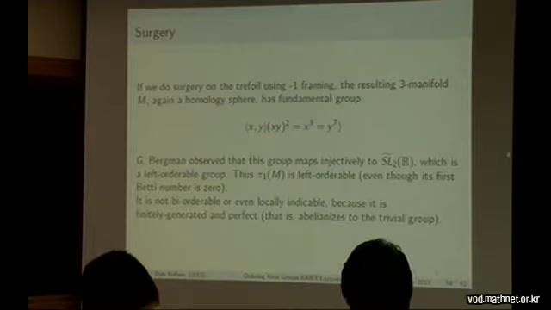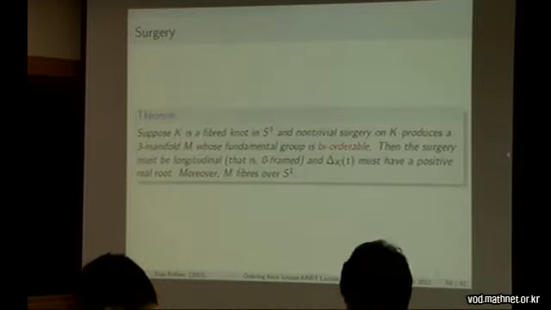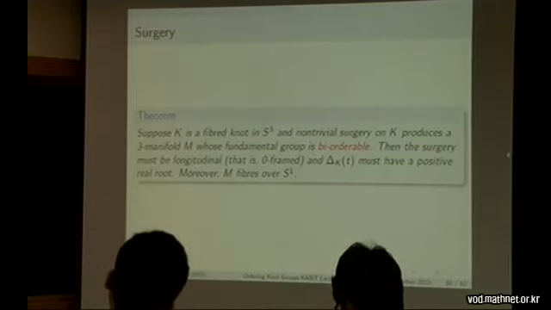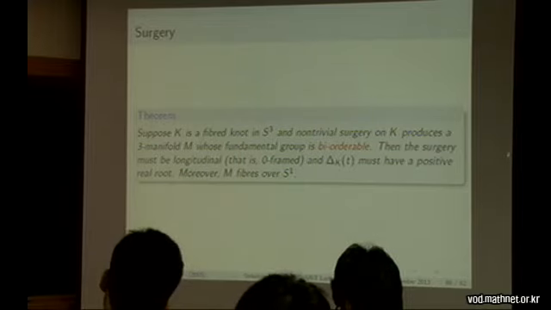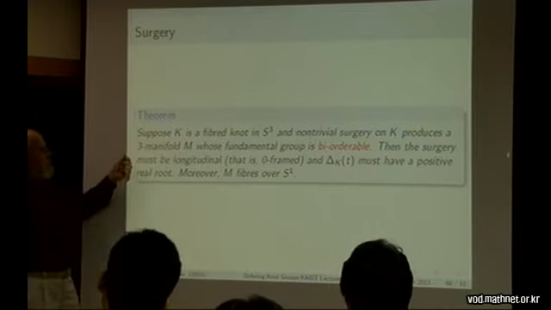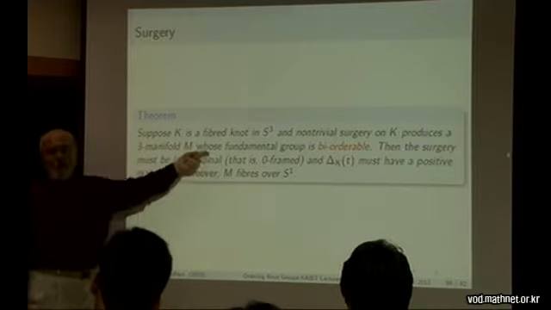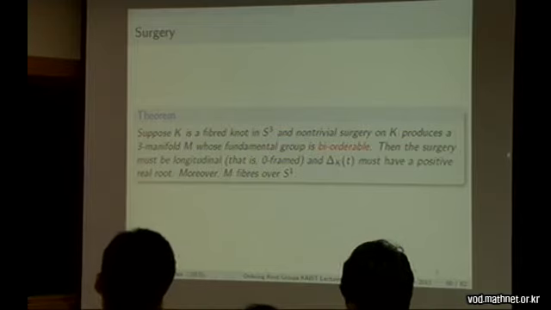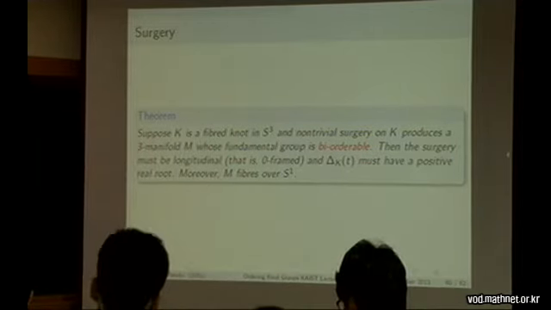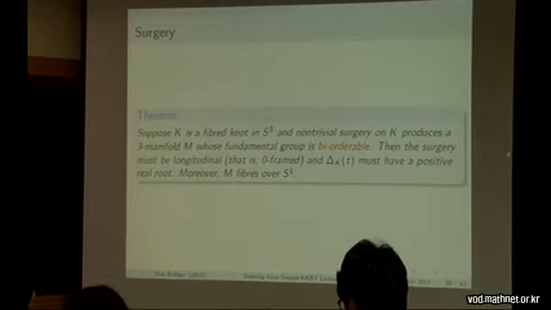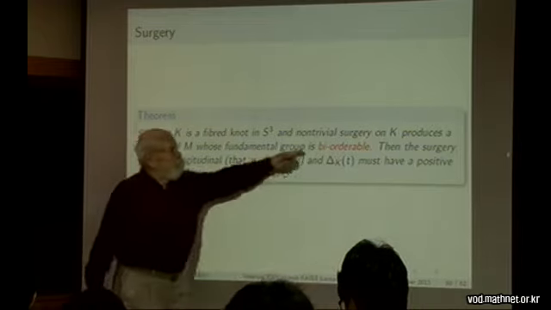Now, let's look at some applications of biorderability to surgery. This is a theorem of Adam Clay and myself. It sort of follows from our conclusion for fibred knots that if they're biordered, then they have positive real roots. So if you have a fibred knot and you get a biorderable fundamental group by non-trivial surgery on the knot, then... If you do a trivial surgery, you just sew the torus back to where it was and you get S3, which has trivial fundamental group, which some people don't consider biorderable, some people do. But let's say we have non-trivial surgery, and you get a 3-manifold whose group is biorderable.